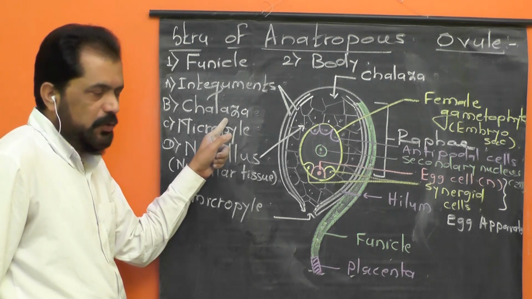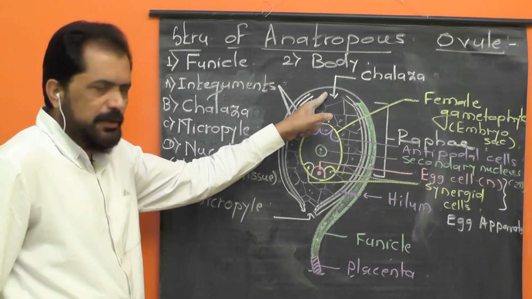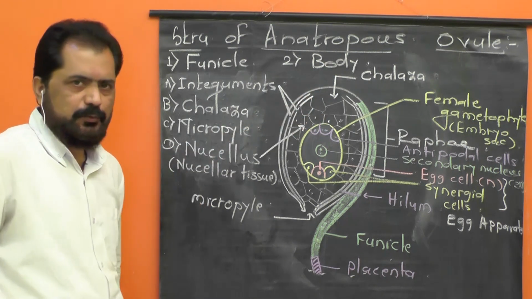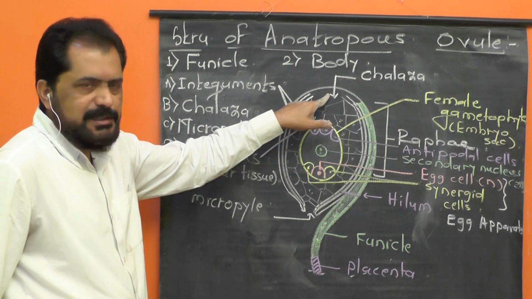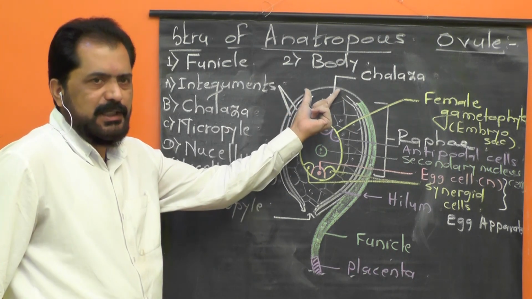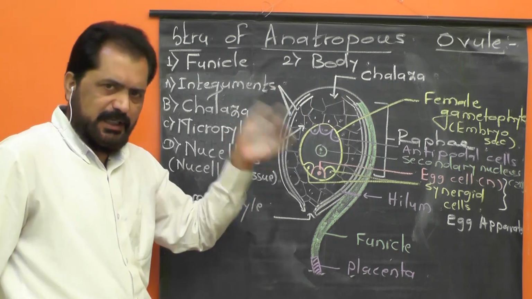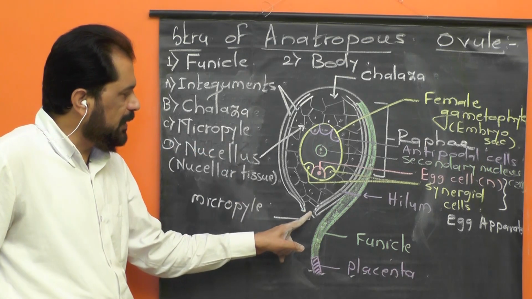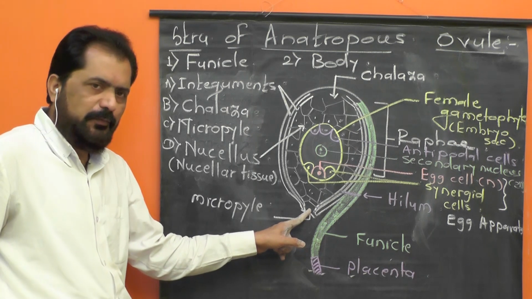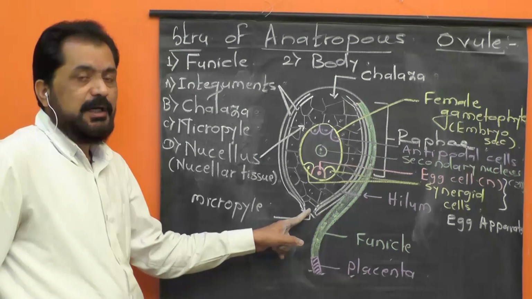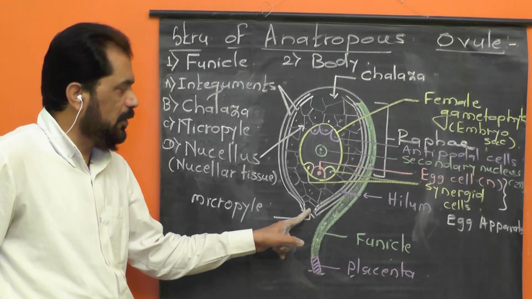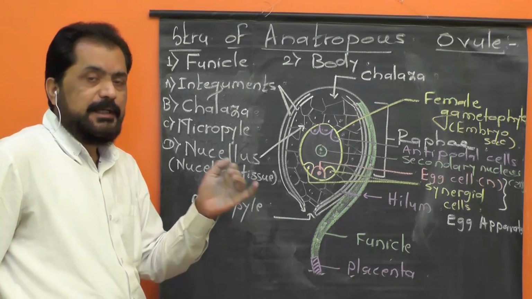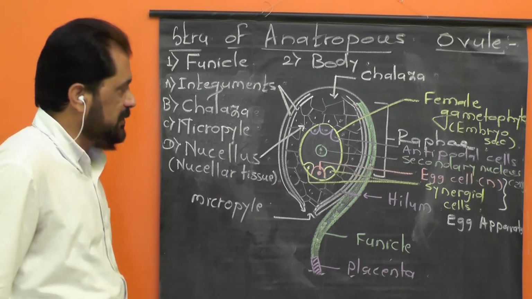Second, chalaza. You know, chalaza is nothing but the base of the body of ovule. It is the place of origin of integument. In other words, we can say that chalaza is the slightly broad basal part of nucellus. This lower basal part of nucellus can also be called chalaza. Then micropyle. Micropyle is a small vertical opening present at the tip of the body of ovule. I have told its function: it allows the entry of pollen tube into the body of ovule, as well as its remnant allows the entry of water into the seed at the time of seed germination.